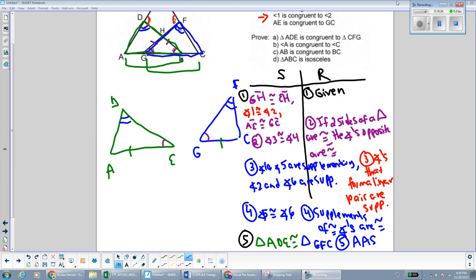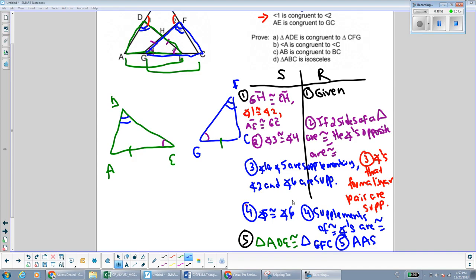Notice how before we can say angle 5 is congruent to angle 6, we do need to state that angle 1 and angle 5 are supplementary, and that angle 2 and angle 6 are supplementary, and that's step number 3 here in my proof. And my reason for that is angles that form a linear pair are supplementary. So then we can say angle 5 is congruent to angle 6 because supplements of congruent angles are congruent. Before we can use that theorem, we do need to establish that the angle pairs that we're talking about are supplementary. So that's why step 3 is needed. And then we have AAS.